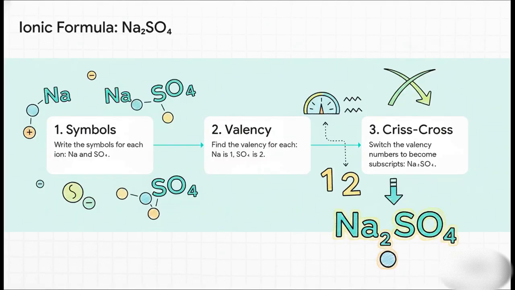So how do we actually write the formula? Let's use sodium sulfate as an example. First step, we just write down the symbols. Na for sodium and SO4 for sulfate. Easy enough. Next, we find their valency, which is just a fancy way of saying their electrical charge, or their combining power. Sodium has a charge of 1, and sulfate has a charge of 2. For the final step, we do this cool little trick called the crisscross. The numbers just switch places and become these little subscript numbers at the bottom. And voila, that gives us our final formula, Na2SO4.